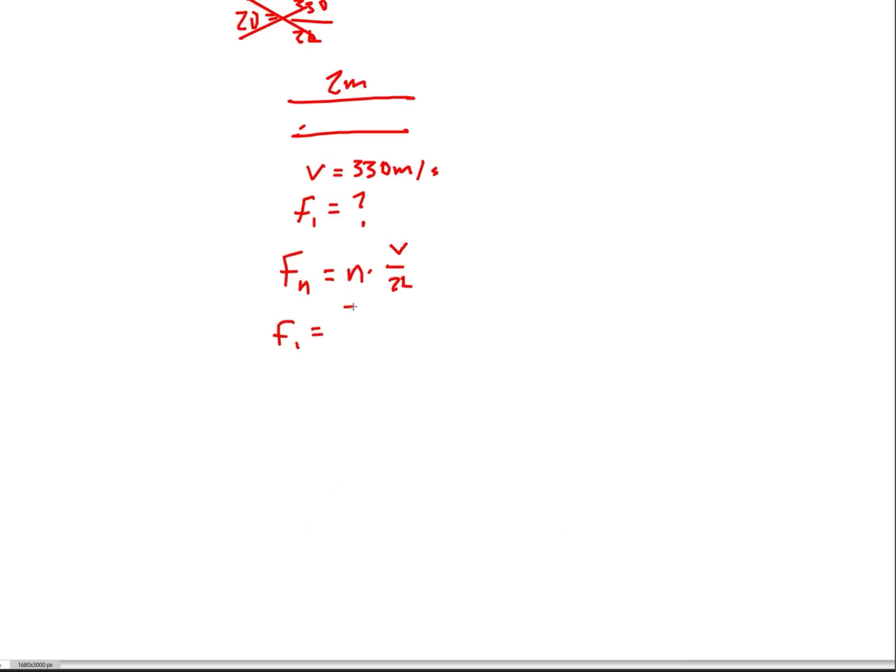Let's say that I've got a length of pipe, and let's say its length is 2 meters. And the speed of sound is 330 meters per second. And I want to know what the fundamental frequency of this pipe is. So again, it's open at both ends, so my frequency is equal to N times V over 2L. I'm on the 1st harmonic, so f1 is 1 times 330 over 2 times my length, which is 2. So that becomes 330 over 4. And then you just divide that out.